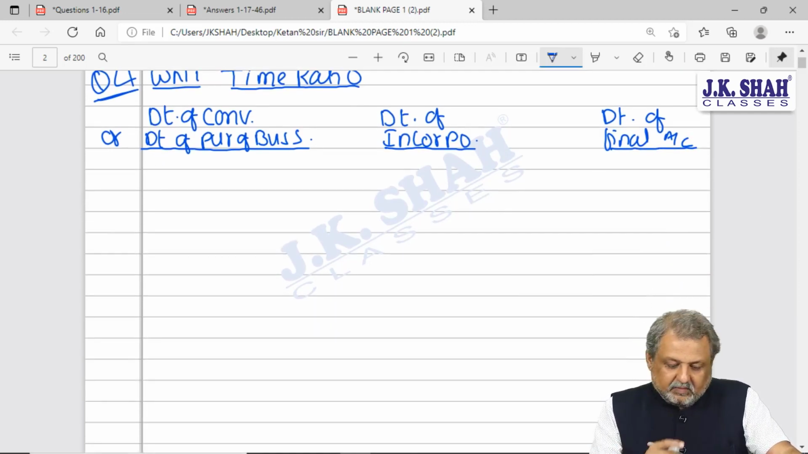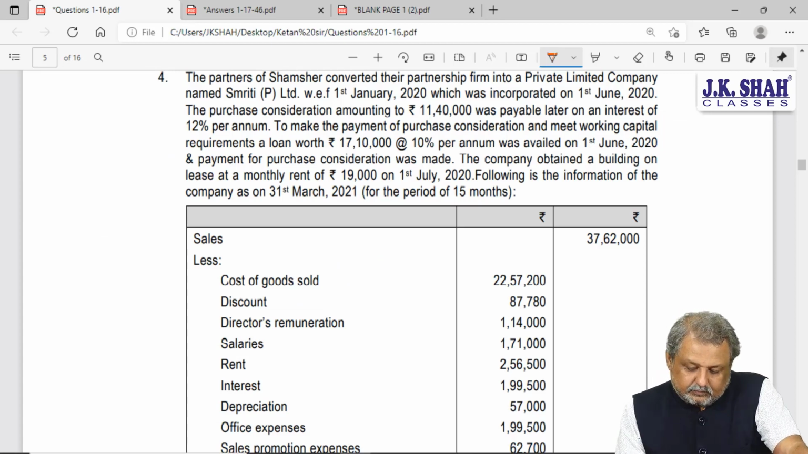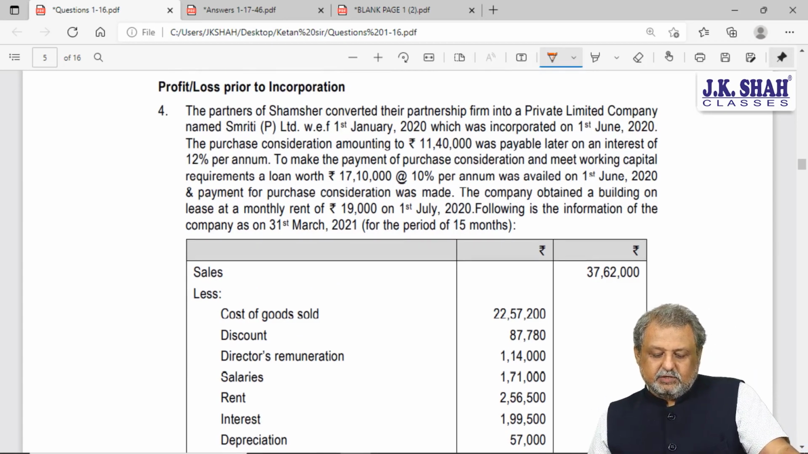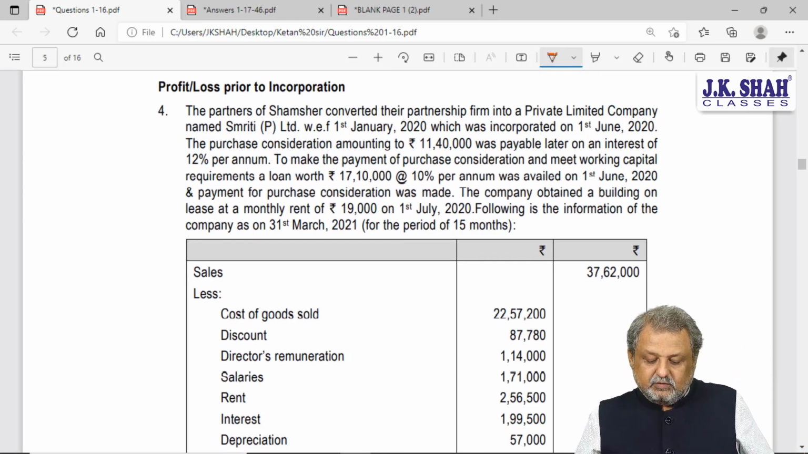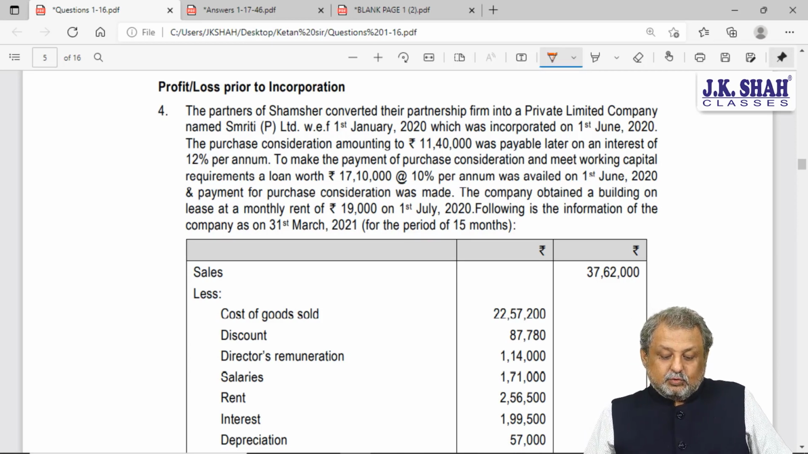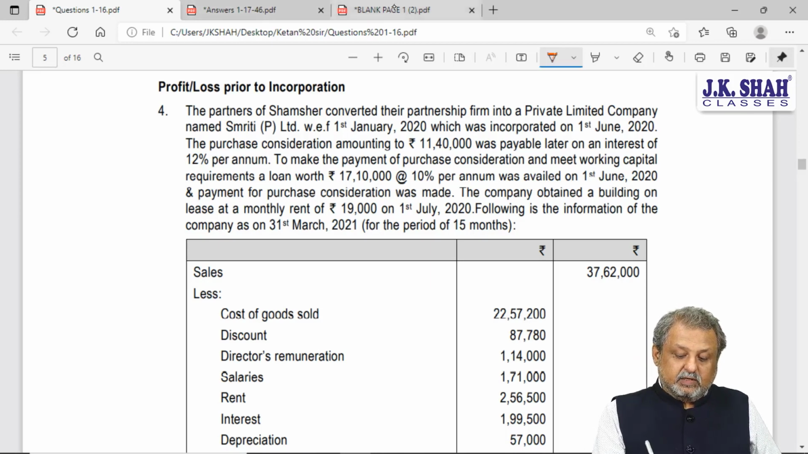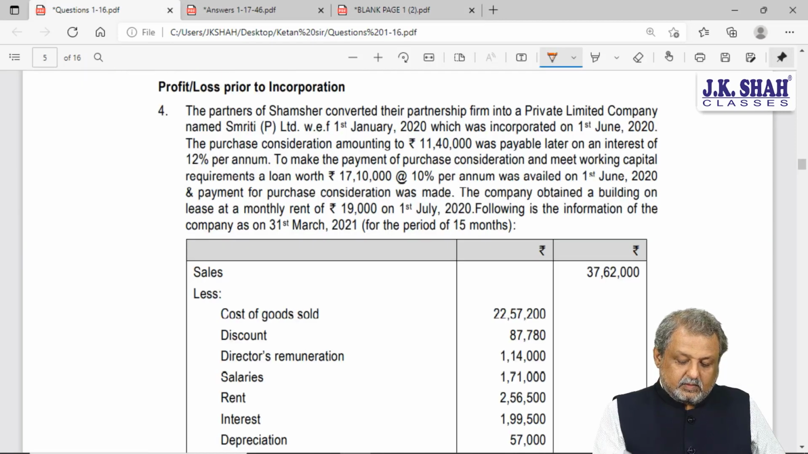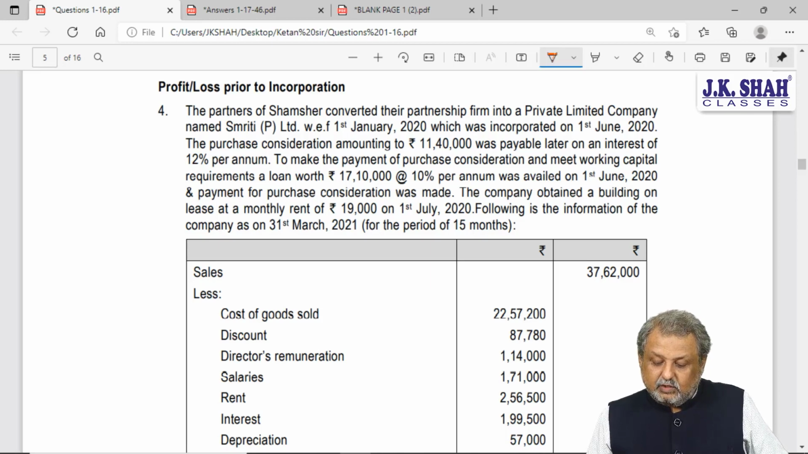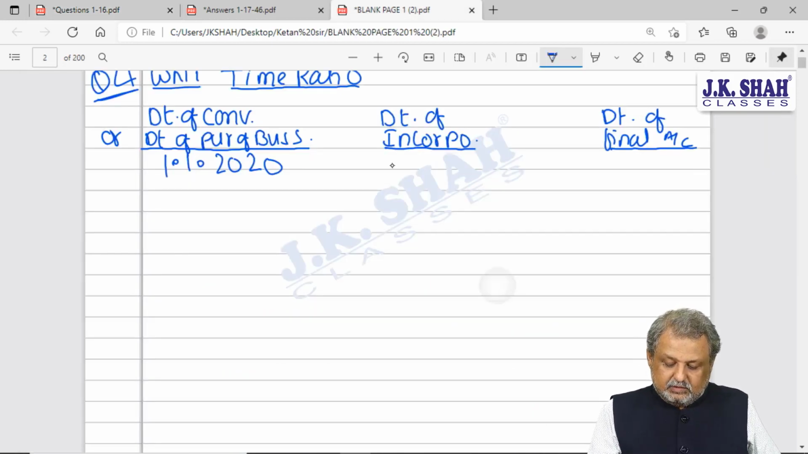Now, look at the question. The partners of Samshed converted their partnership into a private limited company named Smriti Private Limited with effect from 1st January 2020. So they have converted the business from 1st January 2020. So you will write here the date as 1st January 2020. Then, which was incorporated on 1st June 20. So 1st June 20.